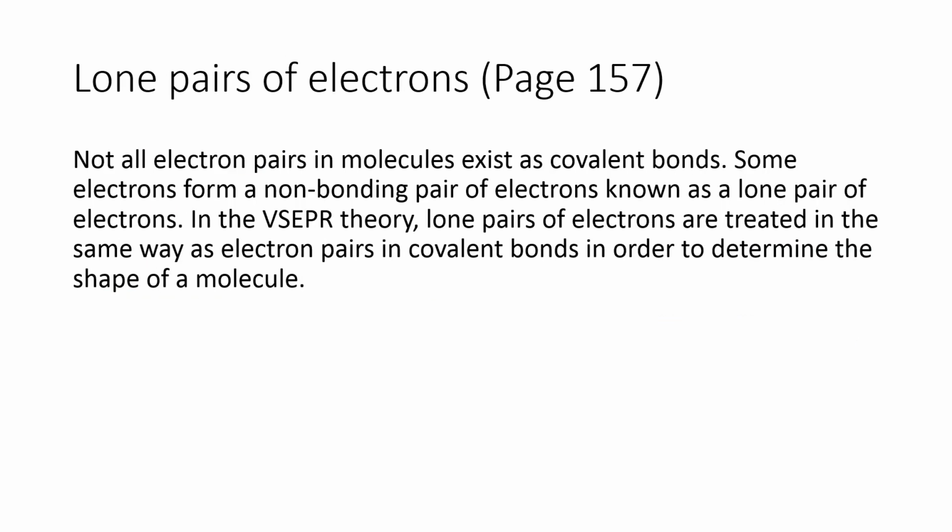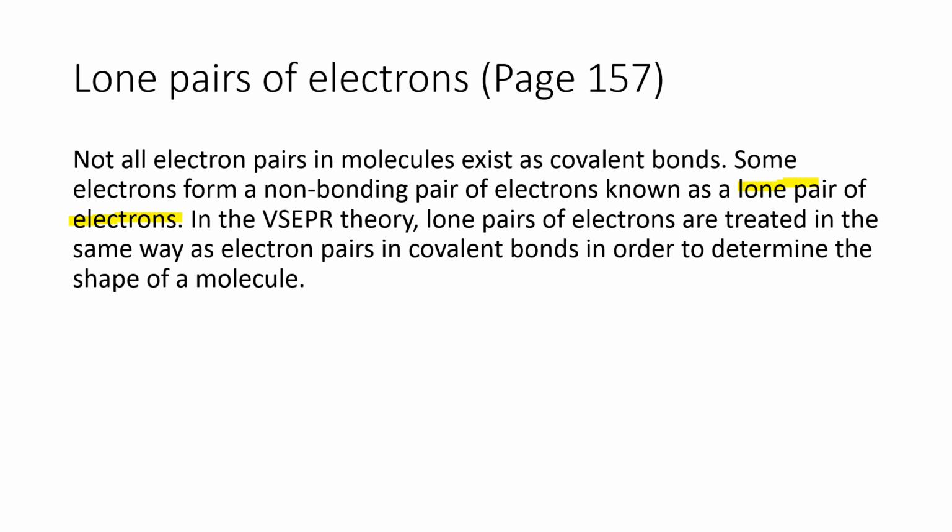It says not all electron pairs in molecules exist as covalent bonds. Some electrons form a non-bonding pair of electrons known as lone pair of electrons. So what are lone pairs of electrons? Lone pair electrons are electrons that are not being bonded. So we will go through a few examples to see what lone pair electrons are.